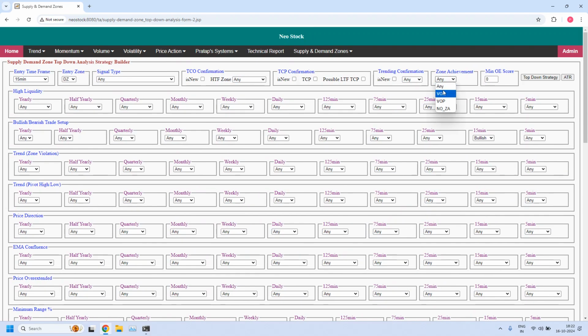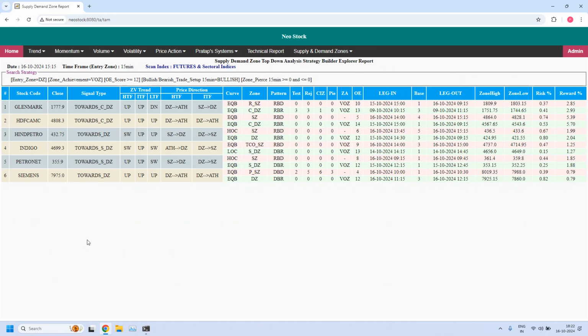Zone achievement: violated, opposing zone. Minimum odd enhancer score 12. All the three filters are applied to the 15 minutes demand zone. Now let's verify. 6 stocks are filtered. That means all these 6 stocks are currently supporting a bullish trade setup for a daily income trade, that is, entry time frame 15 minutes.